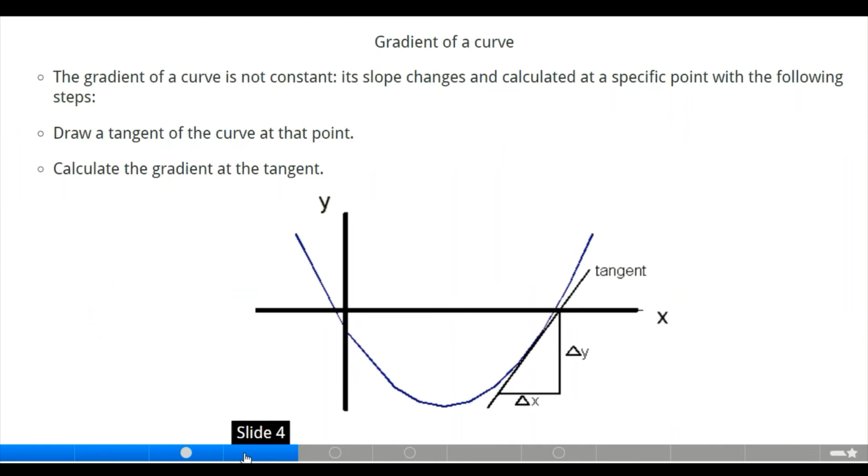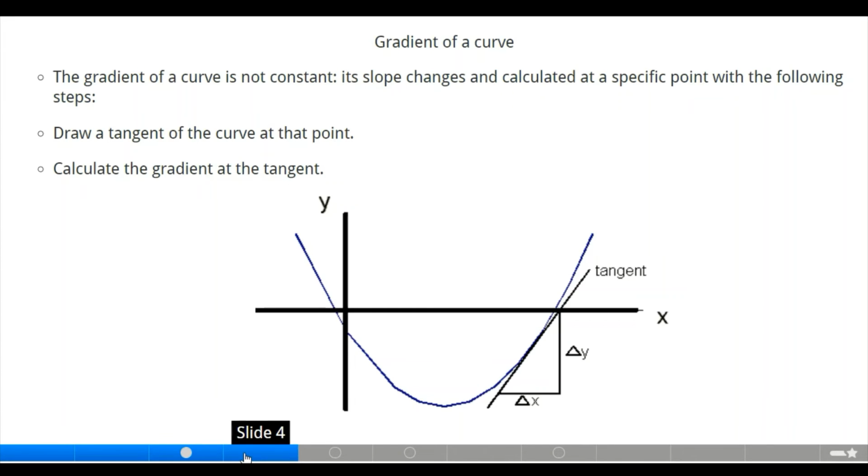Now let's look at the gradient of a curve. When you have a quadratic function, or a cubic function, how do we go about calculating the gradient of such a function? The gradient of a curve is not constant. The slope changes, and it is calculated at a specific point with the following steps. So how do we calculate the gradient of a curve?